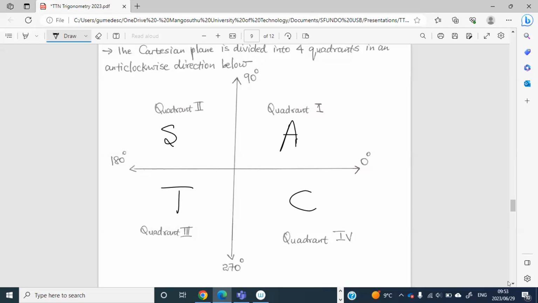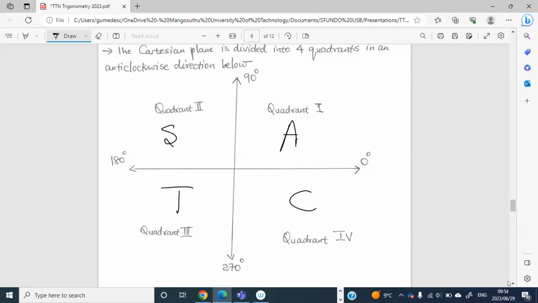So we call this a CAST diagram. If you want to know which trigonometric ratio is positive where, you can use a CAST diagram. CAST diagram means we start from the fourth quadrant, C-A-S-T, to check which trigonometric ratio is positive in which quadrant. So I hope you'll remember this CAST diagram.